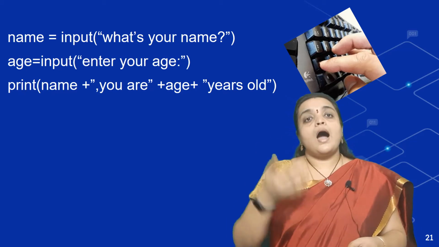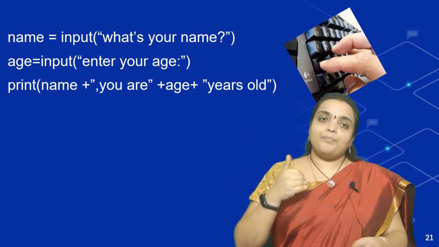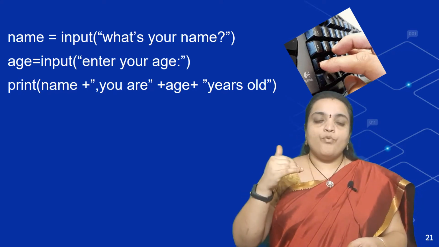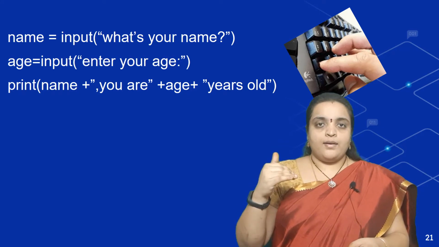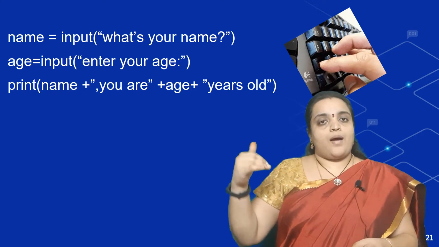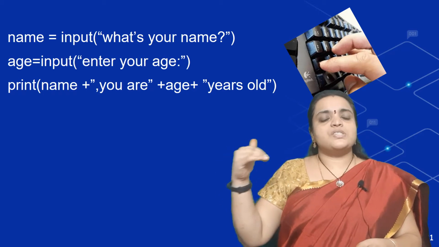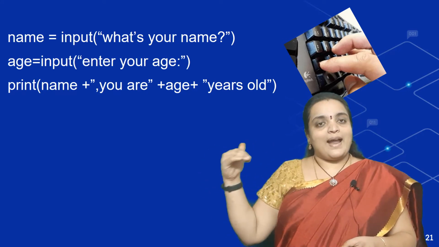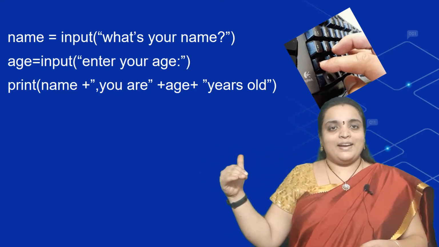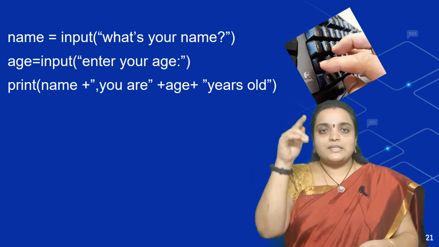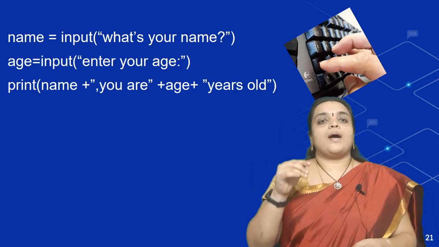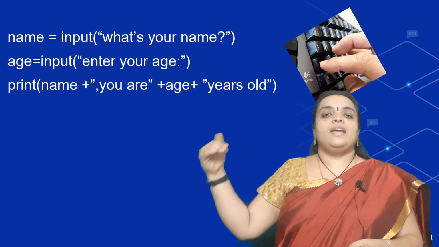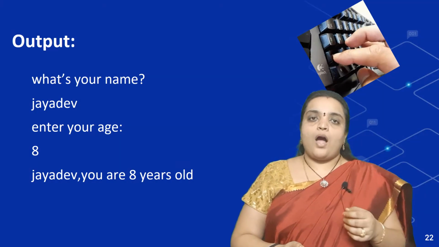Is that clear, students? How will these name and age variables be printed? By using the print statement. Print name. In the name, what will be printed? Shilpa. Then you are printing a string with a comma, you are. The string is printed. Then you have to print age. All these are concatenated, combined using the plus symbol. We are using the plus symbol to combine all those things. You are how many years old? 34 years old. Let us see the output of this.